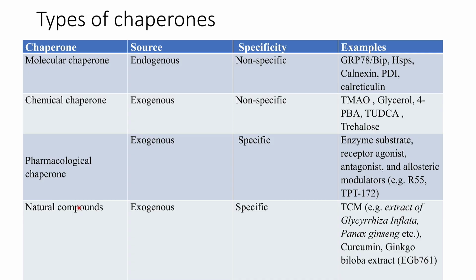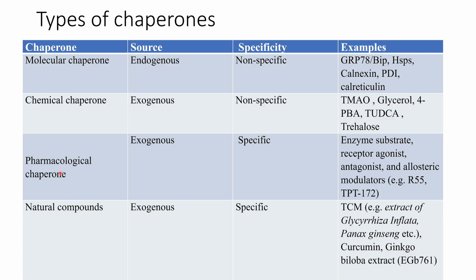What are chemical chaperones? They are some chemical moieties. They are not specific, they don't bind one particular protein and give it its structure. They act the same as the molecular chaperone. They help in giving the protein folding structure, and help in its proper folding non-specifically. Then we have pharmacological chaperones.